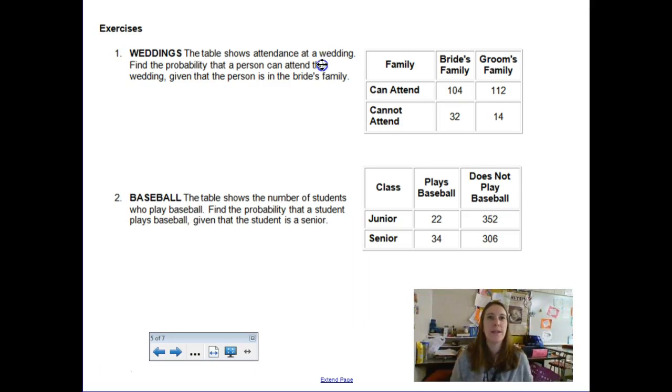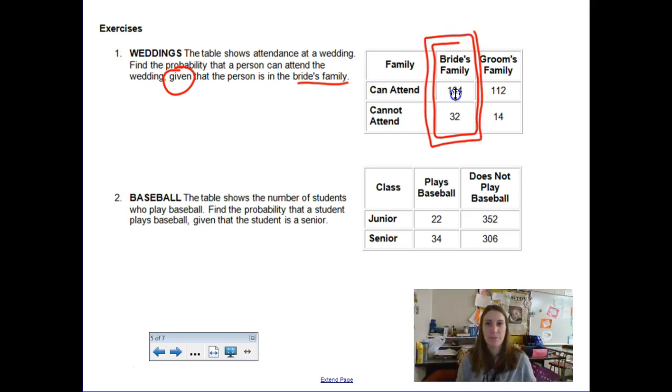Alright, weddings. We got weddings, attendance, yada yada, what family they're from. What's the probability that a person will attend the wedding given that the person is from the bride's family? So we're only allowed to look at data from the bride's family. So that they are going to attend the wedding, that's the 104 out of, now I really wish they totaled this for me, but I can add, I guess, 136. And again, I don't have a calculator handy, so I'm not sure how that reduces, but I know it does reduce. So to whatever it does reduce, that's our answer.